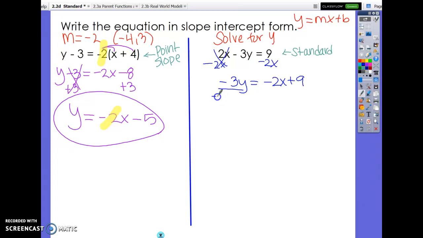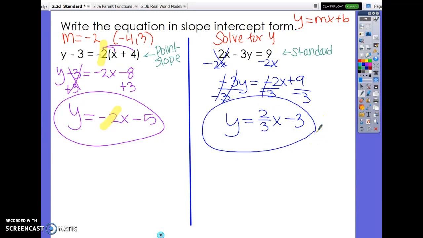Well, we still need to divide every single term by -3. These cancel each other out. y equals, well, our negatives cancel each other out, so we'll have a +2/3 x. And 9 divided by -3 is -3. So our slope-intercept form is y equals 2/3 x minus 3. So essentially, when you are trying to convert something into slope-intercept form, you are solving for y. That's kind of what this boils down to.